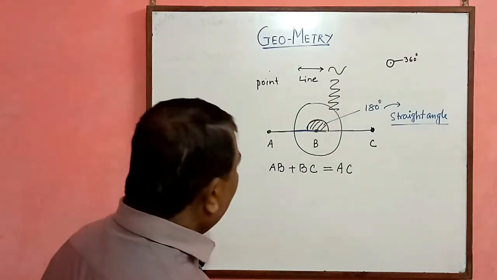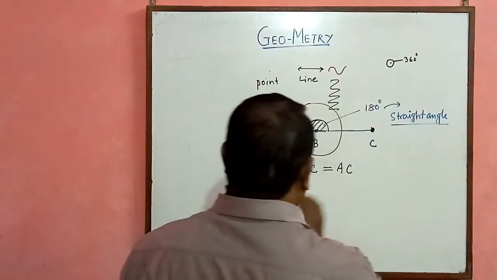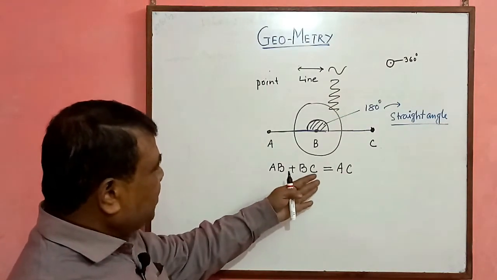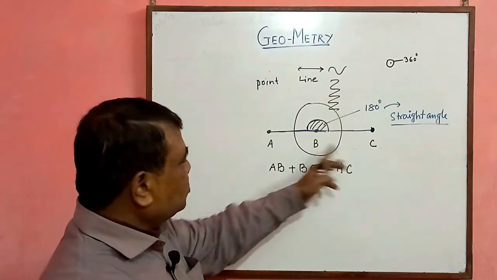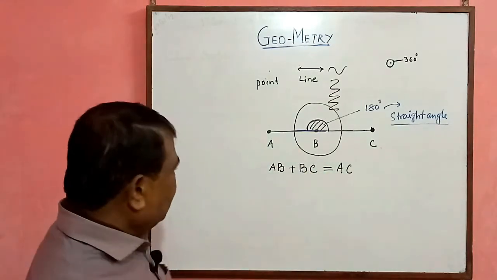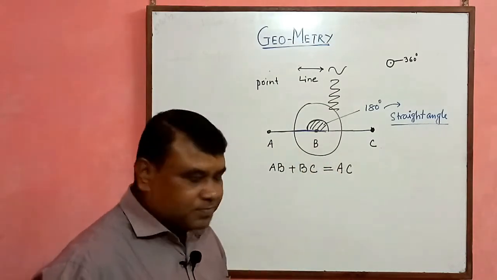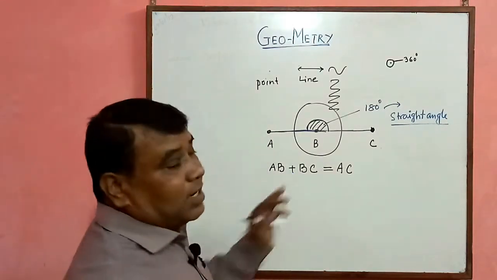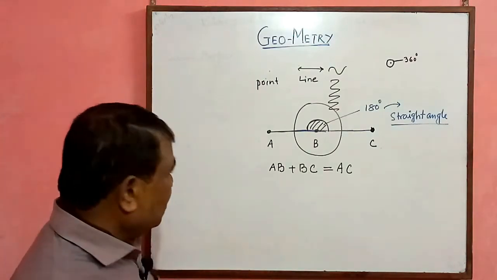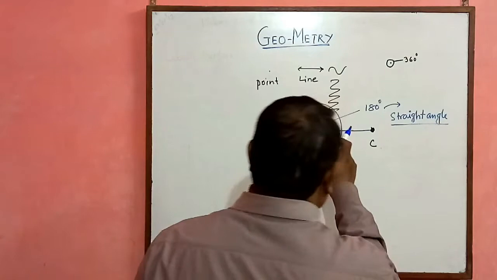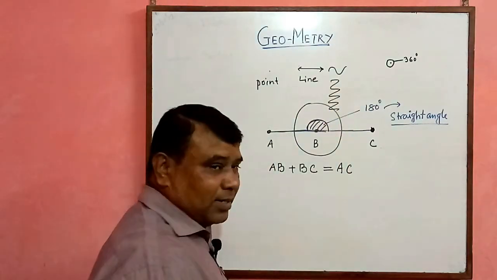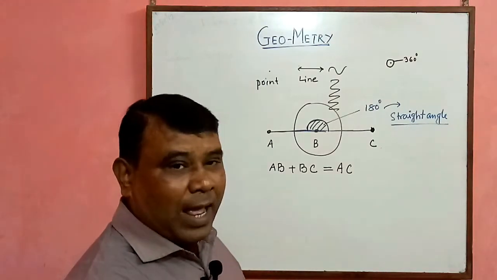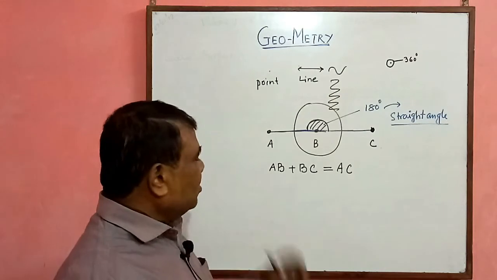We will consider now, this is all about a line. As I told you, 3 points A, B, C are taken in such a way that AB plus BC is equal to AC. So it is representing a straight line. This is the condition for a line. Number 1. Number 2, angular relation. It forms 180 degrees. Every straight line divides a whole angle, that is 360 degrees, this way.